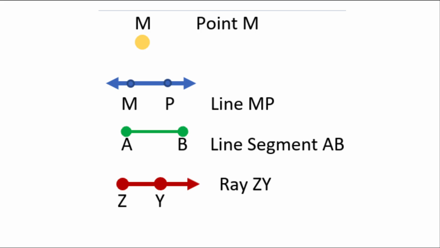And then a ray is kind of a combination of a line and a line segment. So it has an endpoint on one side, and then it continues in the other direction, forever. And it can go in any direction. It doesn't only have to be pointing to the right. And you name it ray ZY, or whatever the points are, the endpoint, and then a point towards the end of the ray.